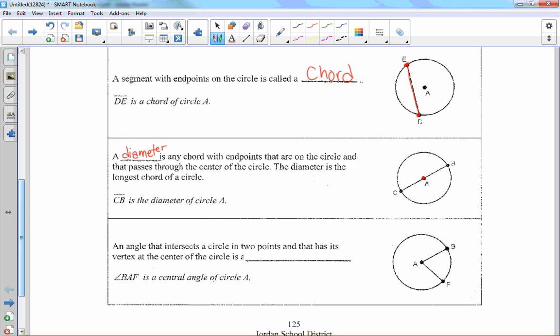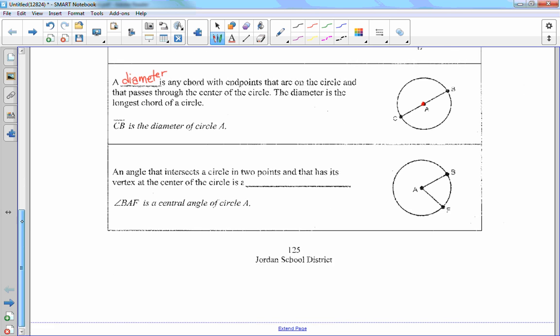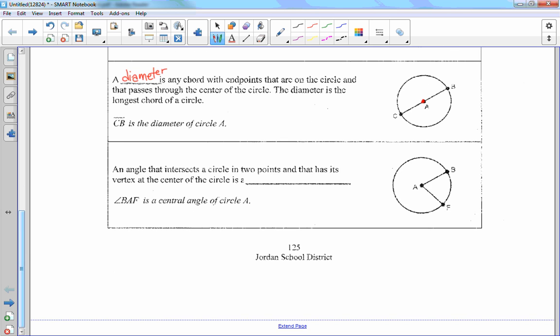Okay, now for angles inside circles. An angle whose vertex is at center point A and extends, intersecting the circle twice. So the center of the circle is on the vertex of the angle. That's called a central angle.